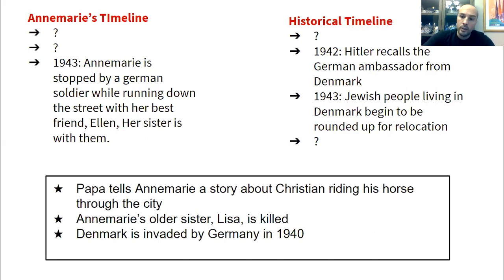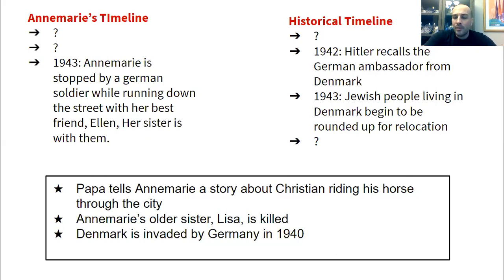So I want us to kind of try to do this work together, okay? I know that for Anne Marie's timeline, I was easily able to place that in 1943, Anne Marie was stopped by the German soldier while running down the street with her best friend, Ellen. I was also able to plot in the historical timeline the historical events that are happening while Anne Marie is living her own life, that in 1942, Hitler recalled the German ambassador from Denmark, and then in 1943, Jewish people living in Denmark began to be rounded up for relocation.